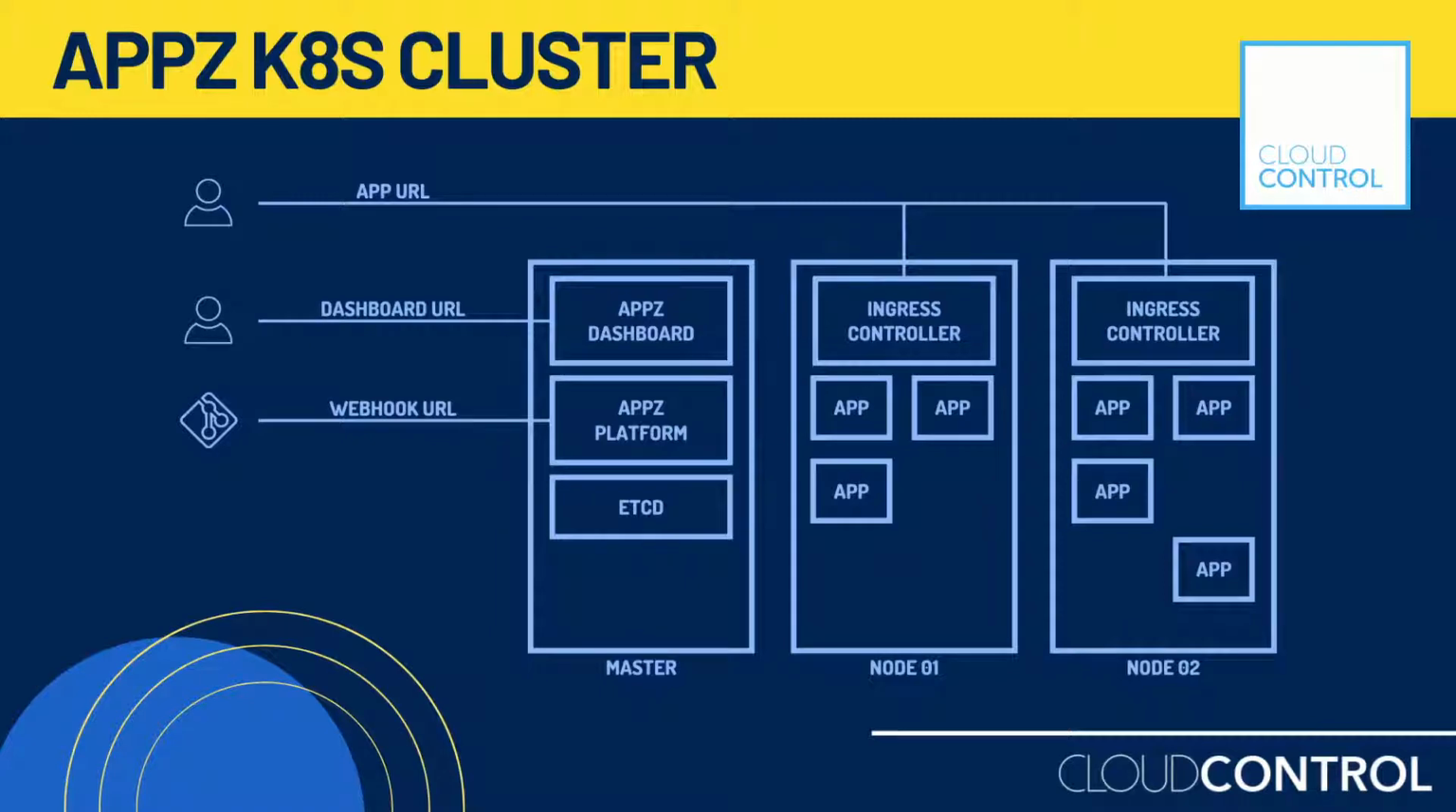Okay, and can you give us the three interfacing points? I know we have the app URL, then the dashboard URL, and the webhook URL. These are the three interfacing points into this cluster that is fully managed by AppZ, right? So can you take us through the three interfacing points?